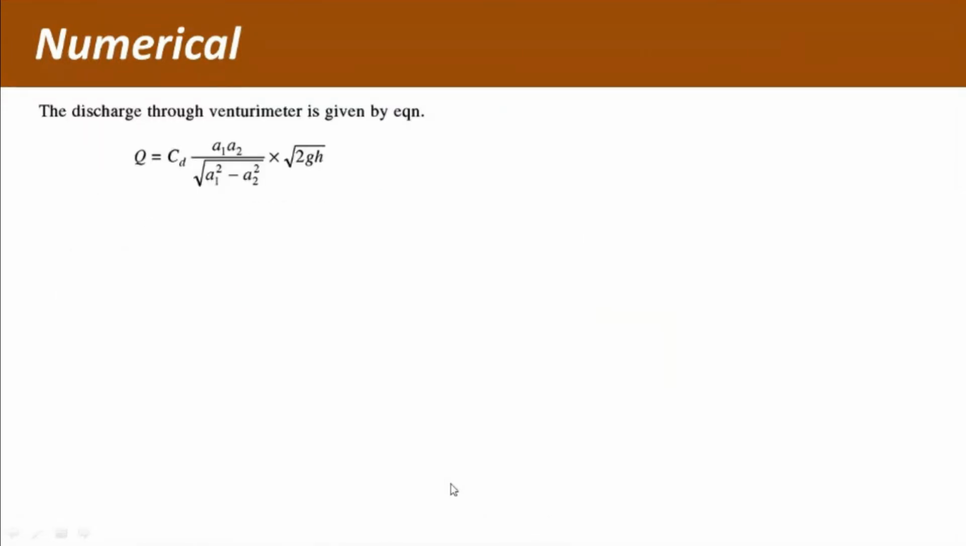After that, we know the discharge through the Venturi meter is given by the equation Q equals CD A1 A2 upon root of A1 square minus A2 square into root 2GH. अब यहाँ पे कोएफिशिएंट ऑफ डिस्चार्ज का वैल्यू ऑलरेडी दिया है 0.98. कभी आपको प्रॉब्लम में नहीं दिया होता तो आप डायरेक्टली 1 assume कर सकते थे. प्रॉब्लम में दिया है, so we will take 0.98 into A1.